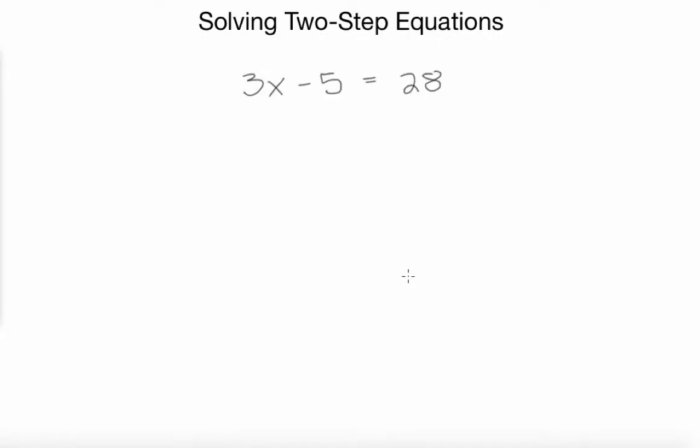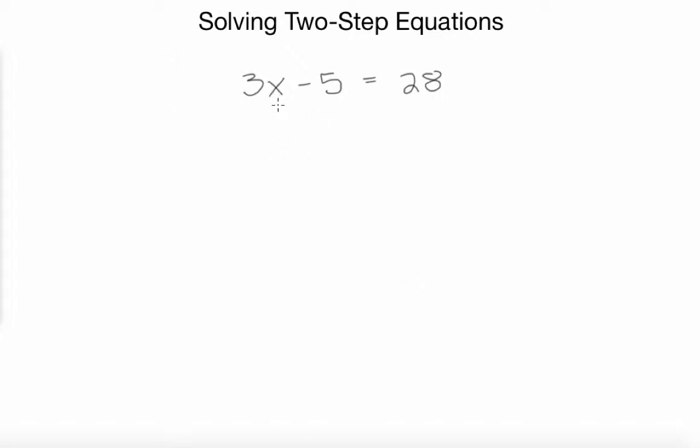Alright, let's up the ante. We've done a lot of solving one-step equations. Let's look at equations where we want to solve for our unknown, but actually have two steps to do in the process. So often that involves adding and multiplying, or subtracting and dividing, or things like that. So let's take a look at what we got here.